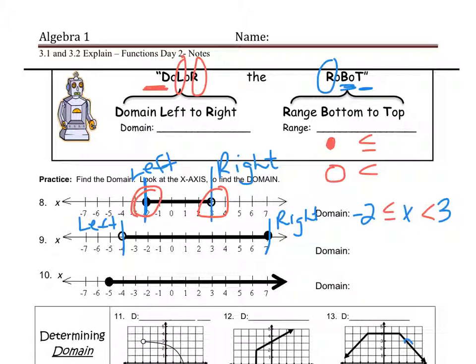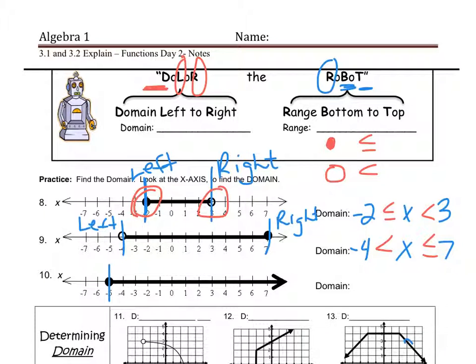Okay, so we have -4 on the left, we have 7 on the right, and we're dealing with domain. So we have an X in the middle. Okay, our left circle is open, so we're going to do less than. Our right circle is closed, less than or equal to. Okay, let's do one more.